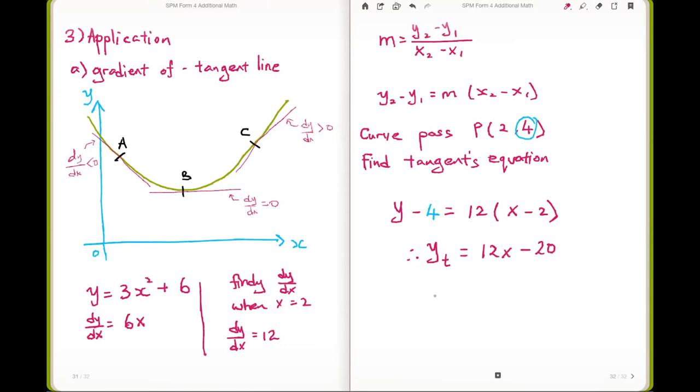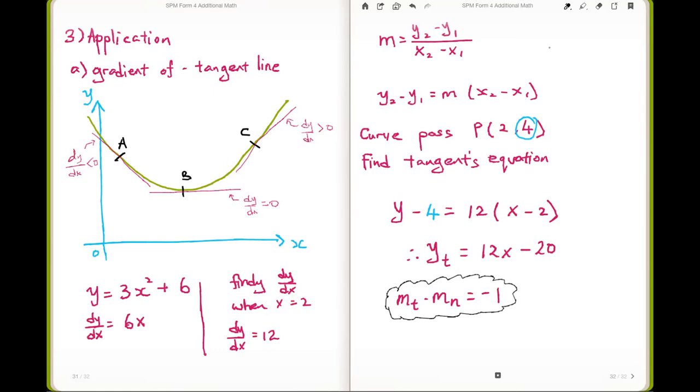But there are instances when you are asked to find the equation for the normal. What about the normal equation? Then you need to refresh your mind. You go back to what you have learned in chapter 6 of Form 4, whereby m tangent times m normal is supposed to be equal to -1. In SPM, you don't need to prove this equation. You just need to use it. You just know it.